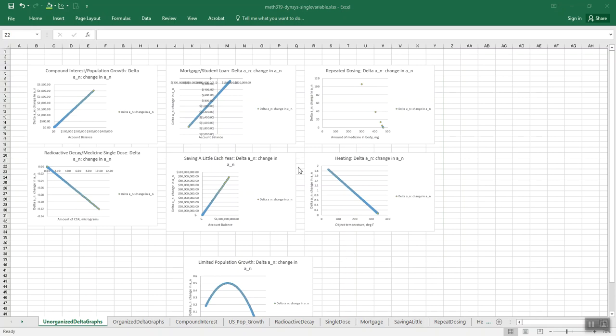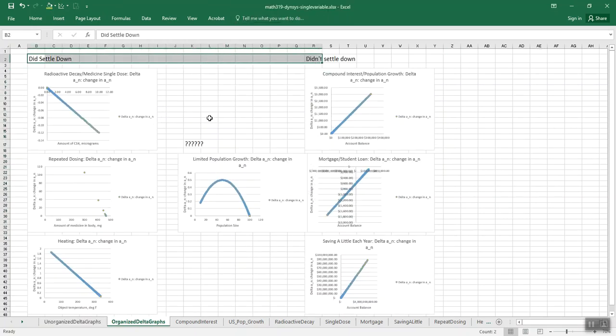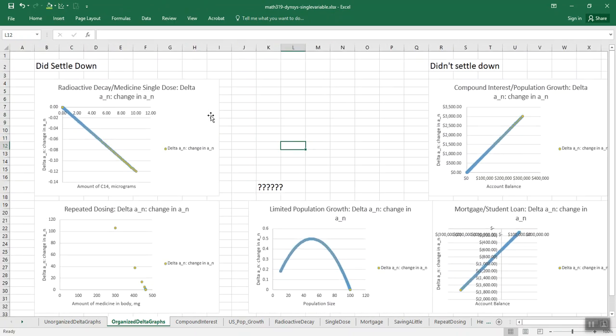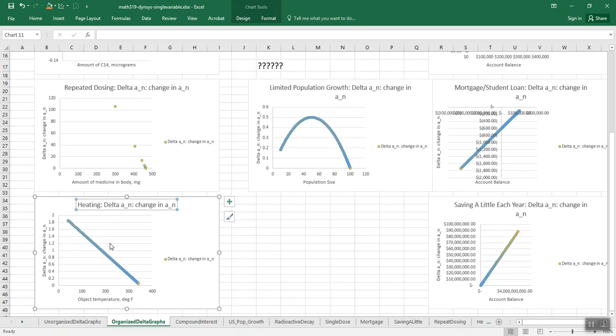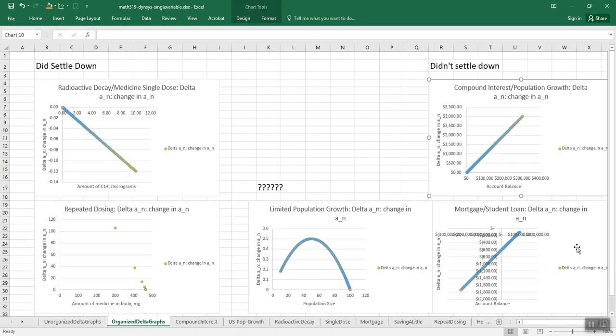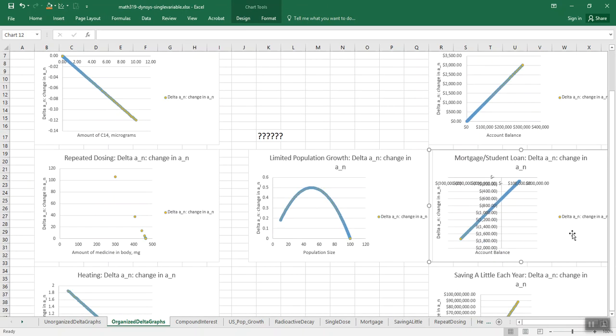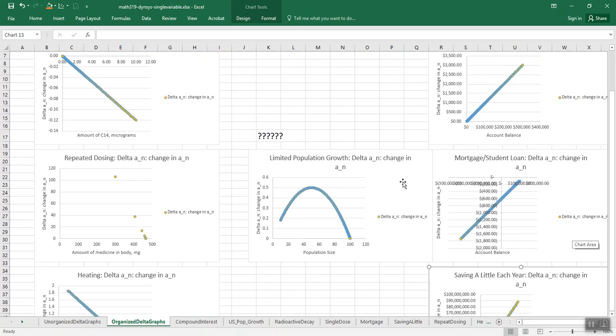So hopefully you've organized the graphs into systems that did settle down and systems that didn't. I've done my own here. I might have accidentally switched did and didn't from what I said in the video. I'm sorry about that if I did. So what I have is the ones that did settle down: radioactive decay, repeated dosing, and heating or cooling. What didn't settle down was compound interest and population growth, the mortgage or student loan, and saving a little each year.